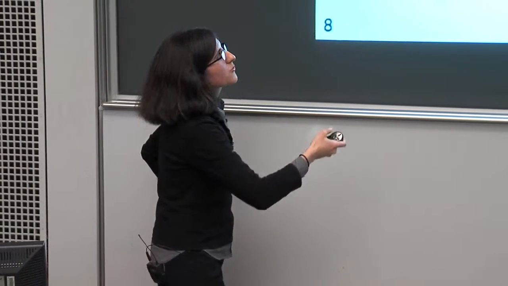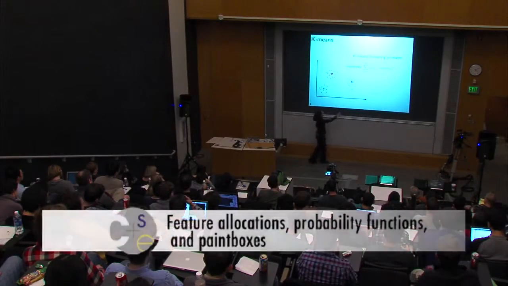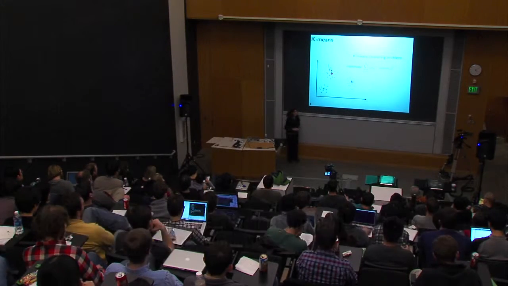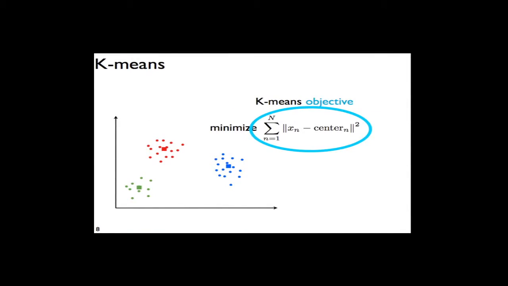And just to be slightly more formal, what we're really doing is taking a sum over the squared distances between data points and the centers to which they're assigned, and this equation here that we're minimizing is exactly the K-means objective, and it defines the K-means problem.